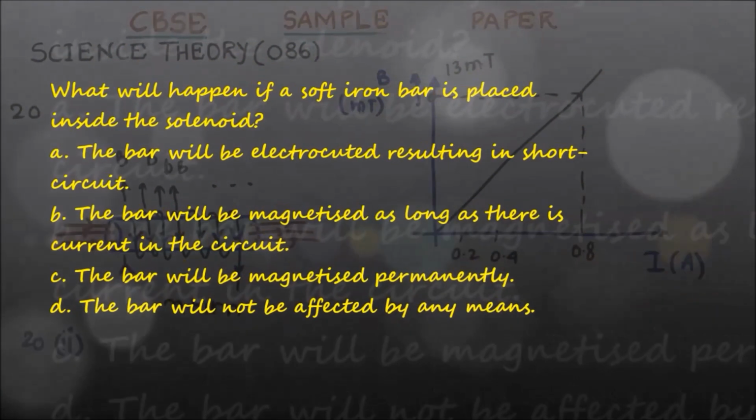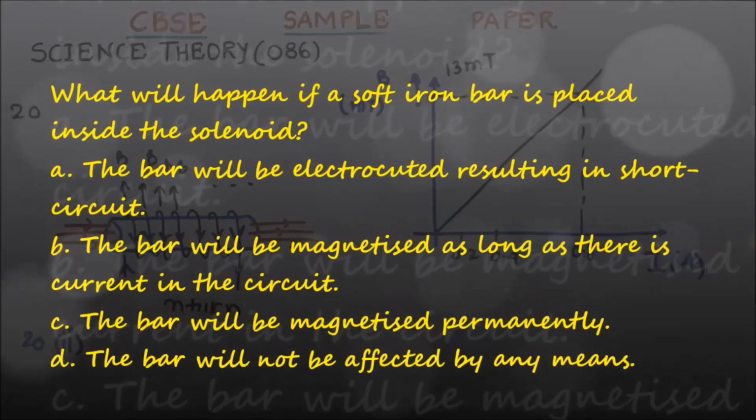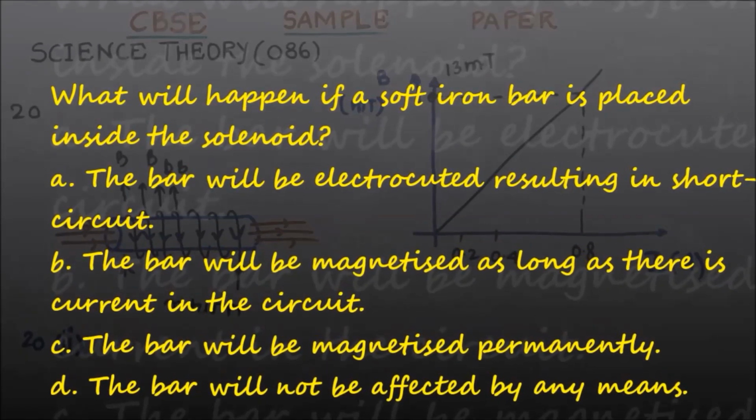Option B, the bar will be magnetized as long as there is a current in the circuit. Correct. B is correct. But I am not locking the answer until I read all the options. Option C, the bar will be magnified permanently. No, that is not correct. Option D, the bar will not be affected by any means.